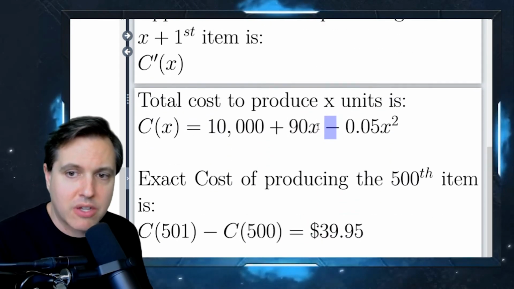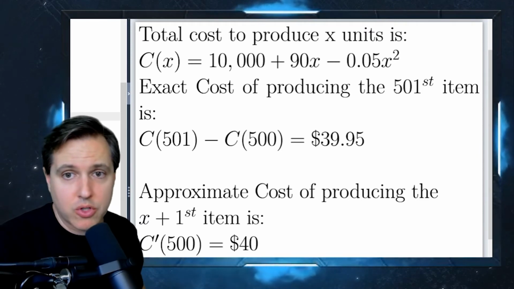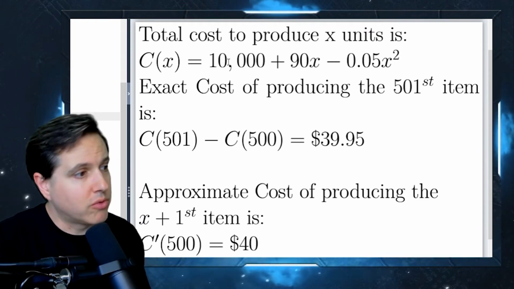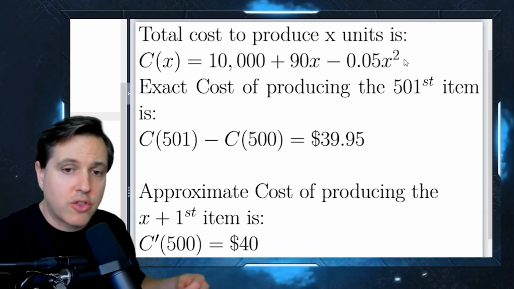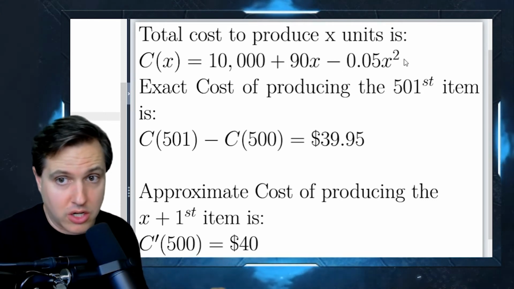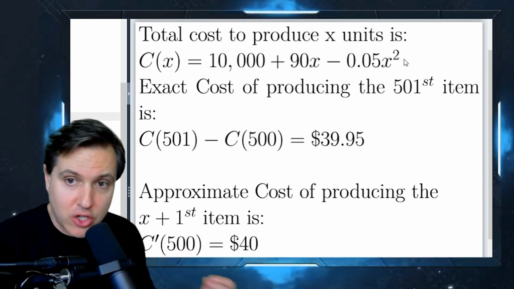So let's look at a specific example here. All right, so let's take a look at an actual example. We've got c of x is equal to 10,000 plus 90x minus 0.05x squared. So that's our total cost function. That's the cost for producing x units.